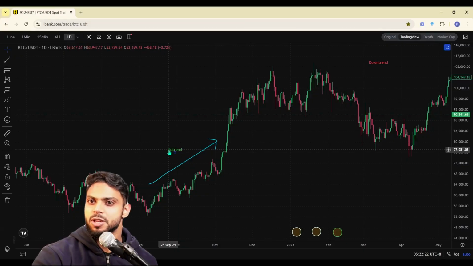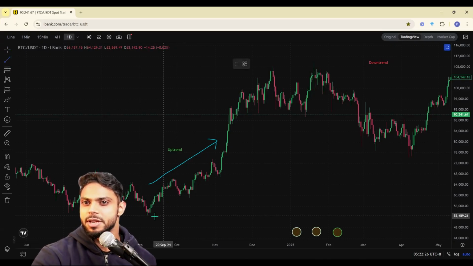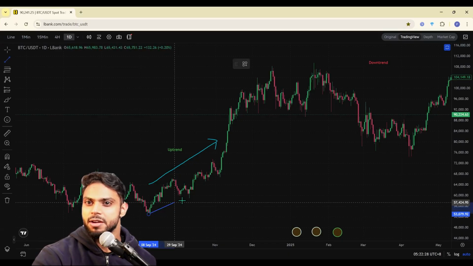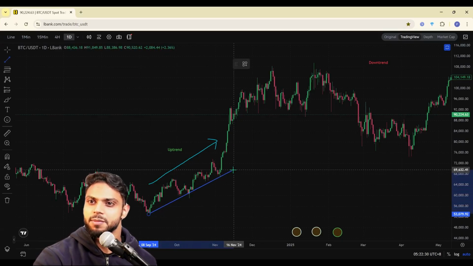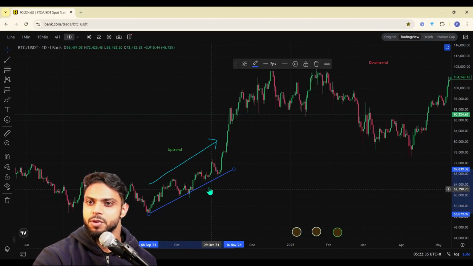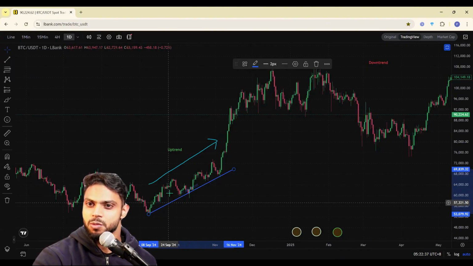Now, once you have spotted an uptrend, then you have to take the trend line tool and then connect the lows of the K lines to draw a trend line. So this is our trend line. We always draw the trend line below the trend if it's an uptrend.